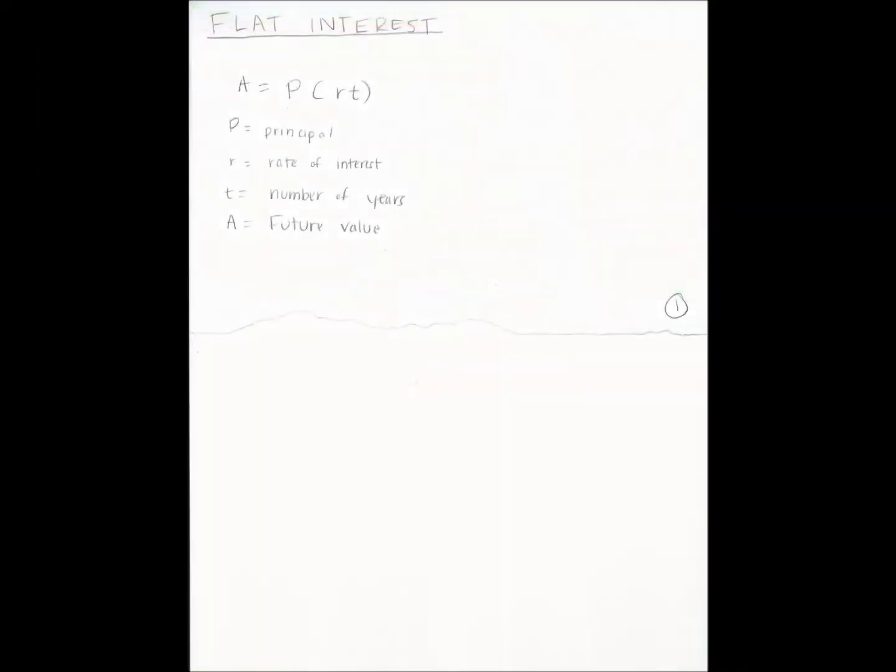Here's the formula. In this formula, P represents the principal, or original amount, R represents the rate at which interest will grow on the principal, and T represents the time that the loan will be in the bank.